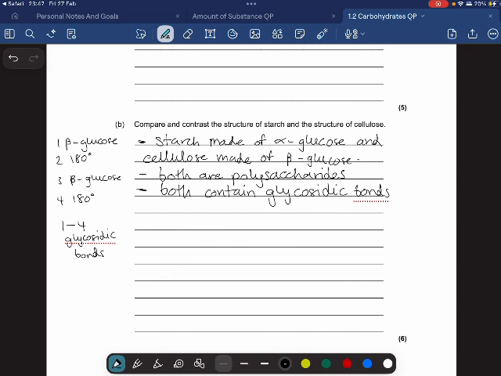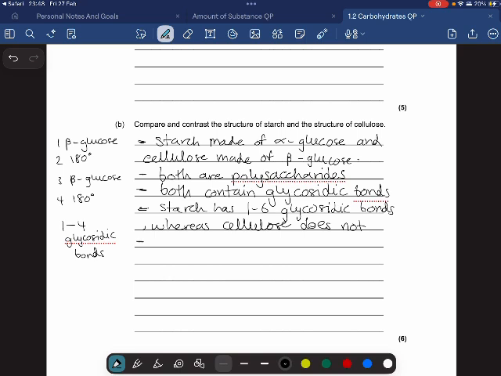So there's another point that just popped up in my head. This time we can do a comparison where starch has 1,6 glycosidic bonds as well as 1,4. But if we're comparing, we just say that starch has 1,6 glycosidic bonds, whereas cellulose does not. That's another point there. Now, how many points do we need? We need 2 more points. Okay, 2 more points.